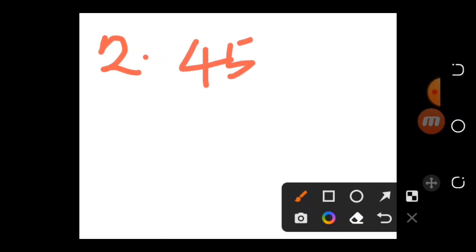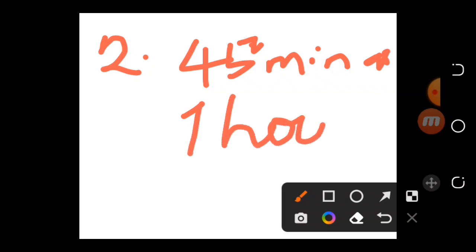Now let's quickly go to the next example. Here you are asked to express this one. I love this because it's going to teach us something. Express 45 minutes as a percentage of 1 hour. Are you getting it? 45 minutes as a percentage of 1 hour.